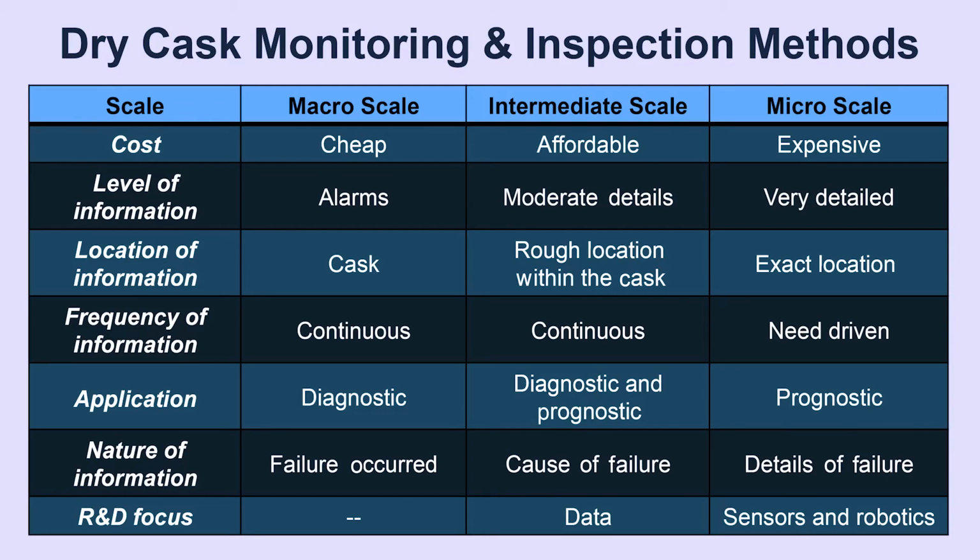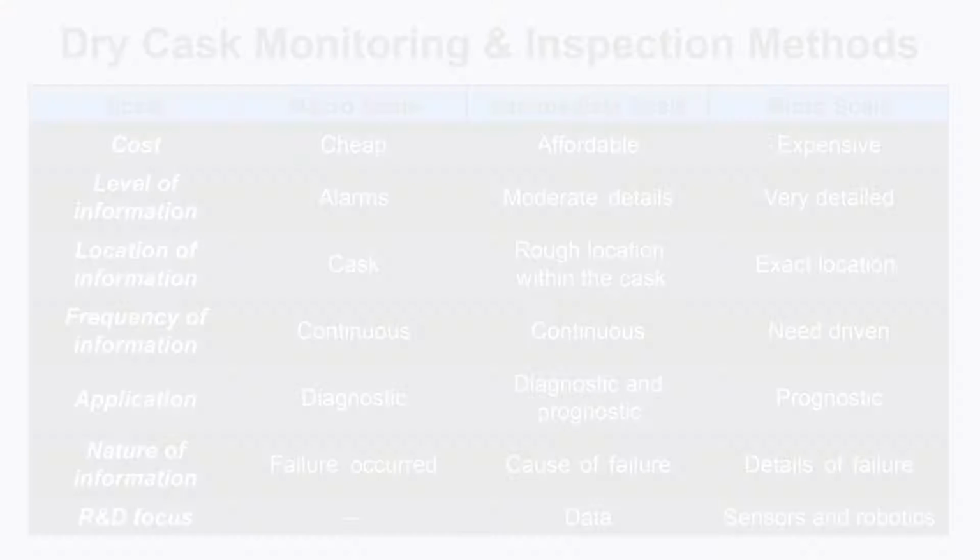In situ methods are macro-scale methods that provide detailed information on the nature and location of an issue. These methods are prognostic in nature. They help tell why the failure occurred and how to prevent it from occurring in the future. In situ methods are, however, hard to implement and can be very expensive.